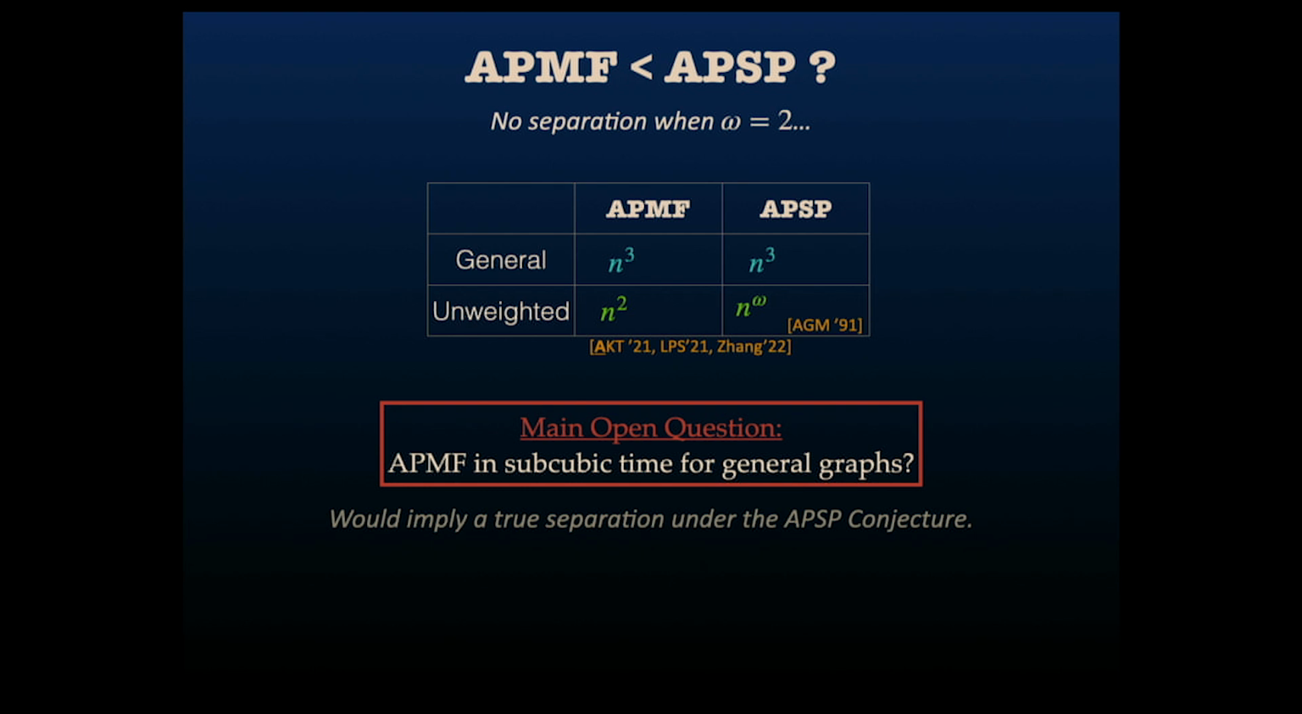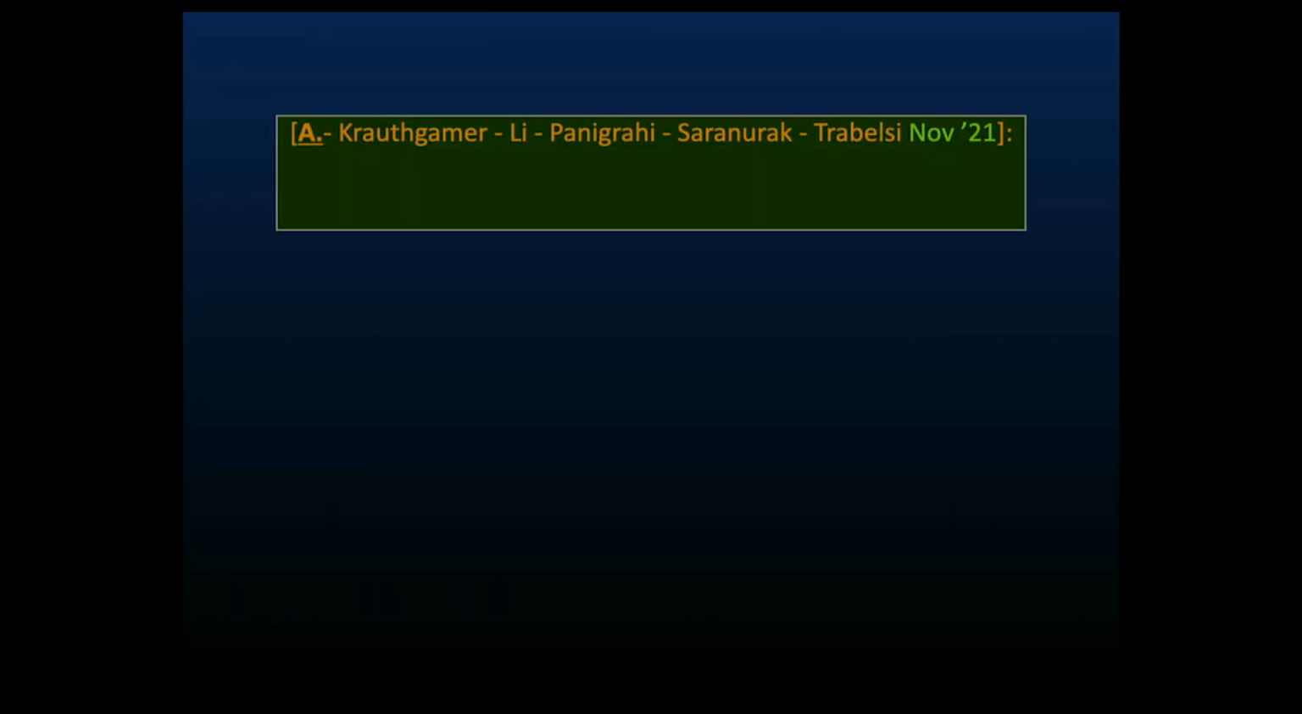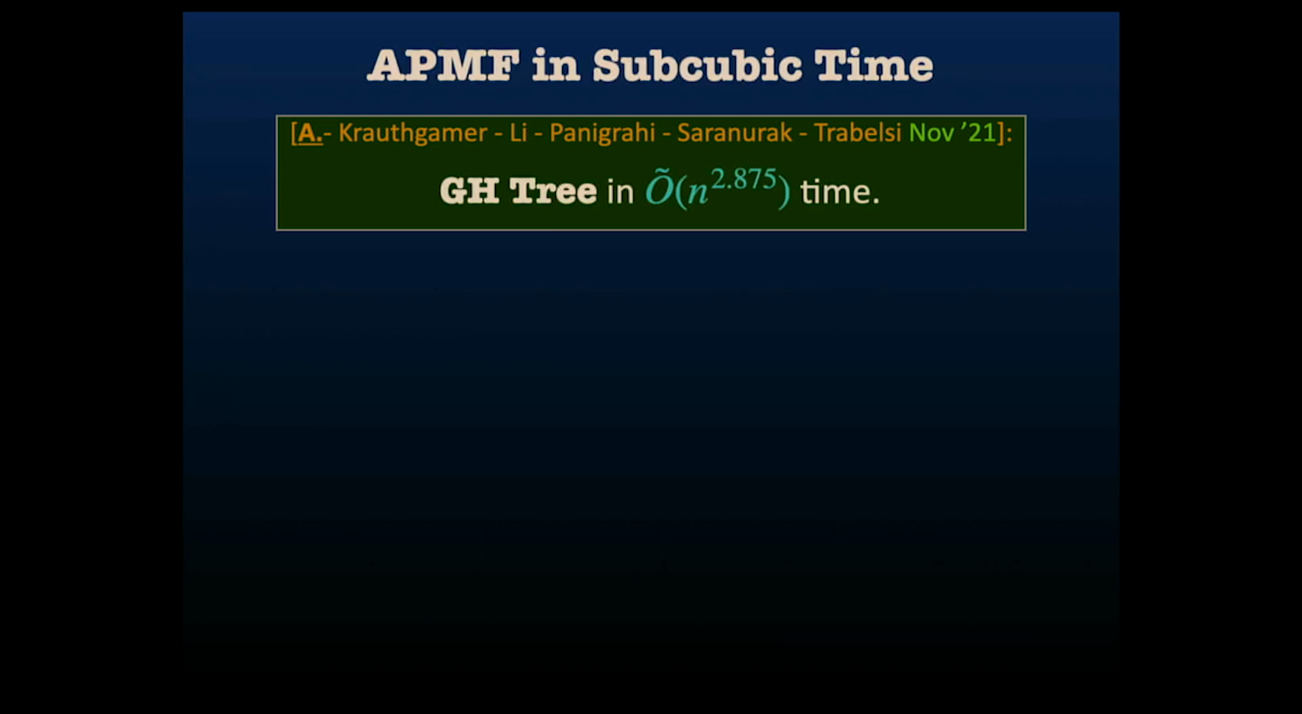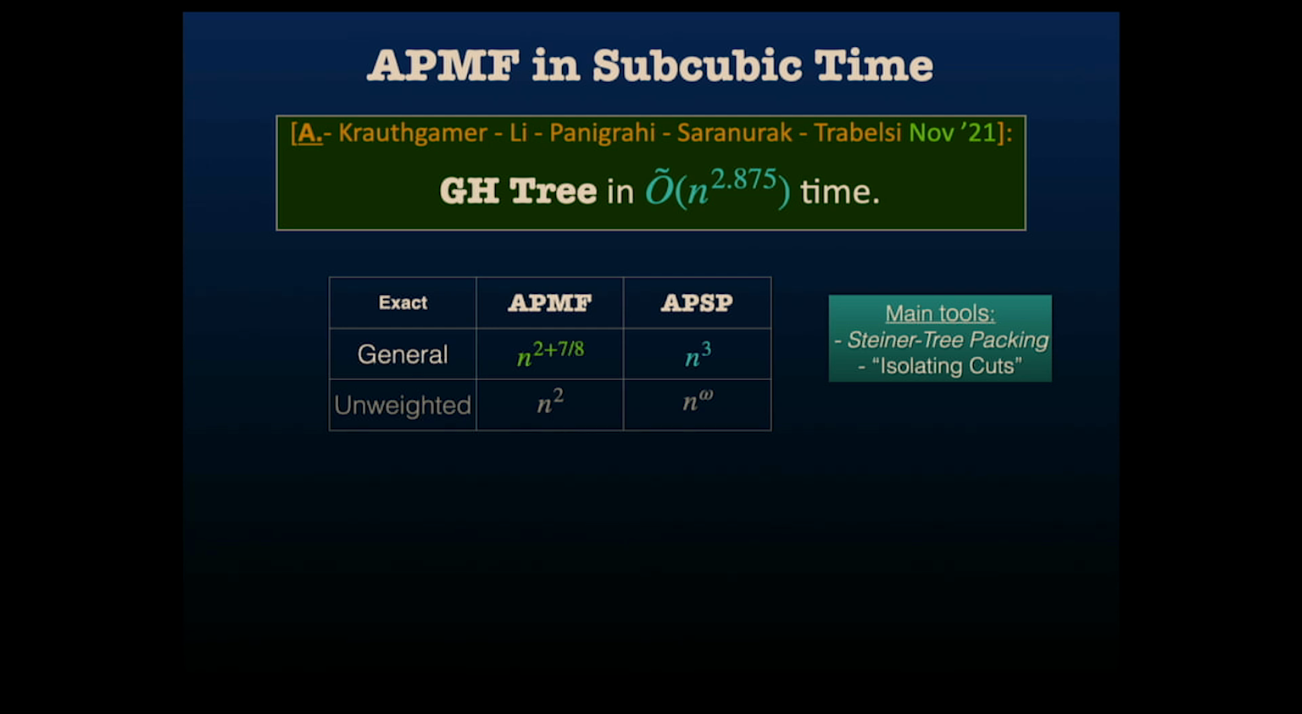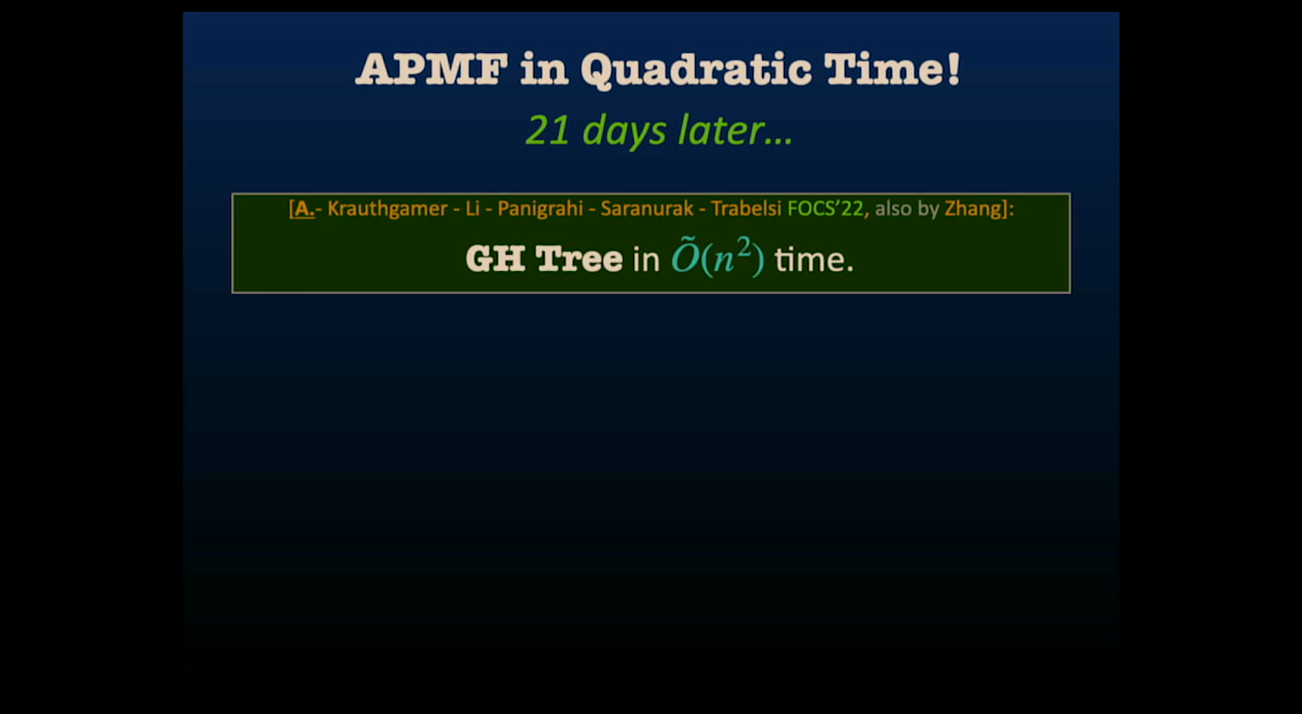So then what happened? Then we joined forces with some of the other people who were working on this, and we wrote this paper. We got a subcubic bound for all pairs max flow in general graphs. And 3 weeks later, we realized it's actually n squared time. And Tianyi Zhang observed the same thing. So this is with Robert and Dohad and Jason Lee, Malia Panigrahi, and Tachefol Sarah Nurak.